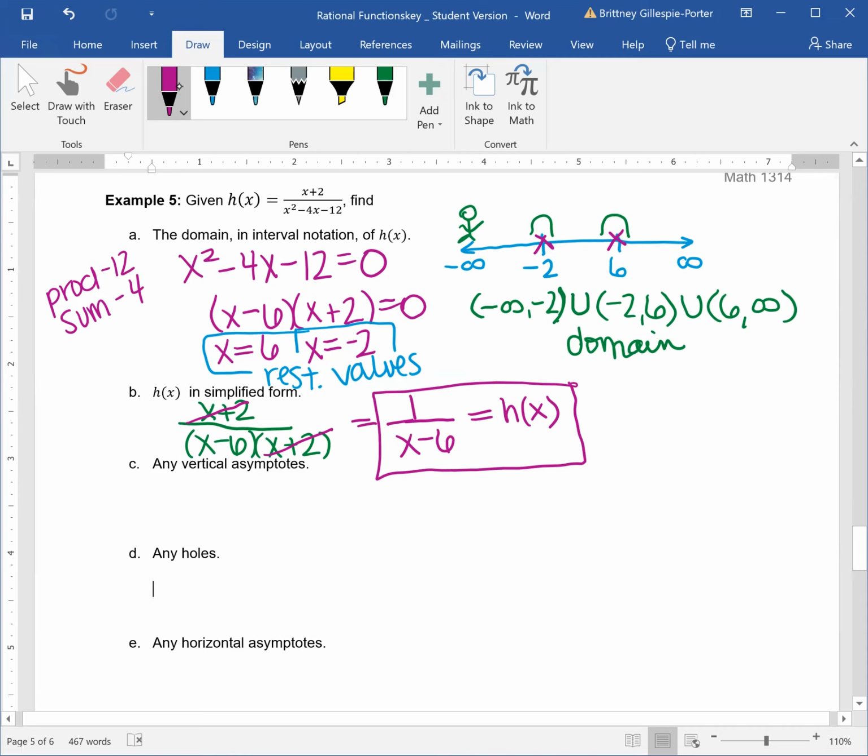So we have h of x equal to 1 all over x minus 6. And this is why we find the domain before we simplify. If you were trying to find the domain now, you would only find x equal to 6. The x equal to negative 2 completely disappeared. So for our vertical asymptotes, it's what's left in the denominator. So we take x minus 6 equal to 0, which means that x equal to 6 is our vertical asymptote.